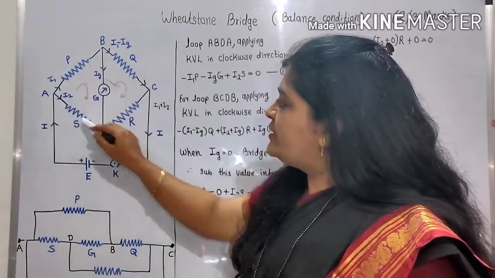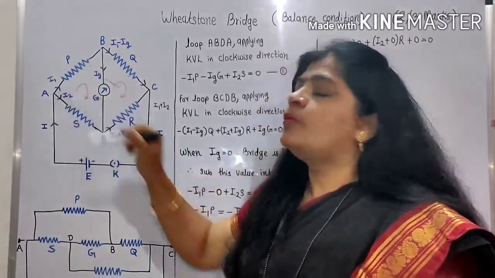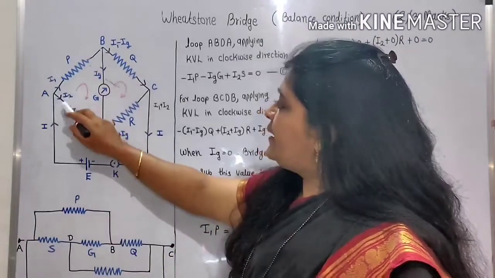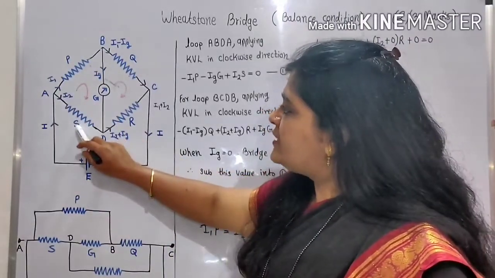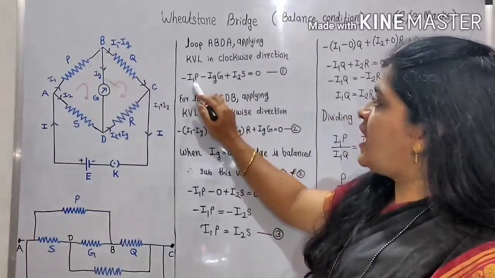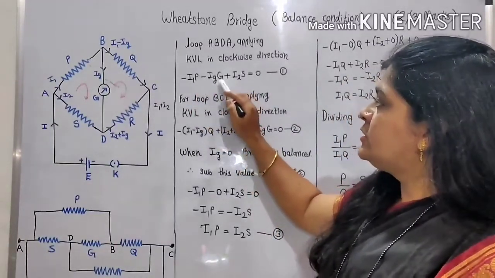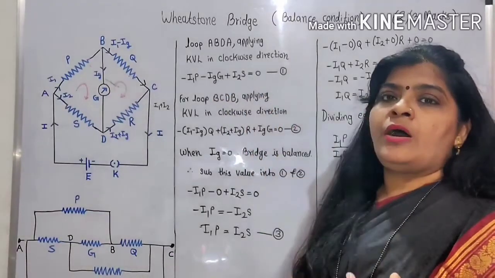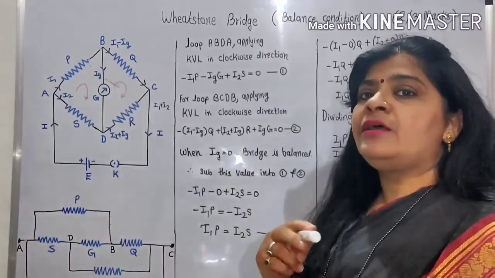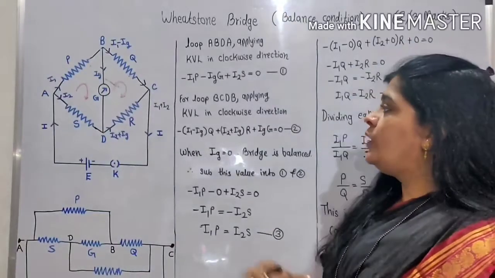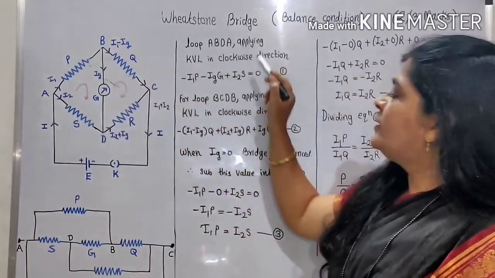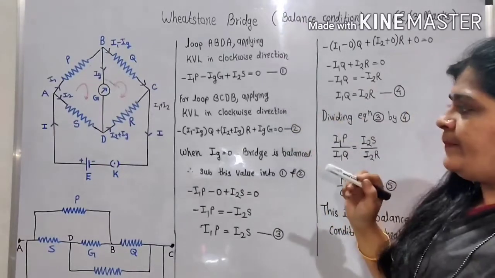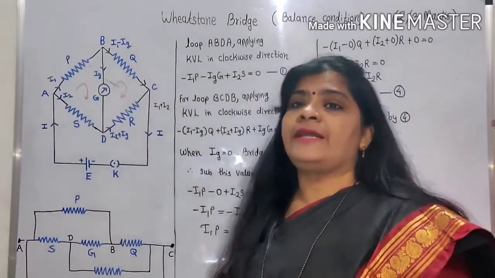Now current is flowing in this direction, and we are tracing the loop in the opposite direction of it. That product is taken as positive. That's why in that case the product I2 into S is taken as positive. Minus I1P minus IG G plus I2S. The algebraic sum of the potential differences and the EMF of the cell is equal to 0. EMF is not included in this loop. Therefore, that addition gives us the 0 value. Equation number 1.